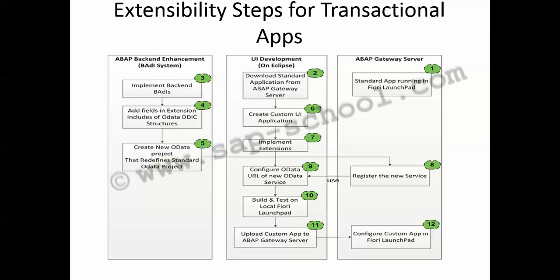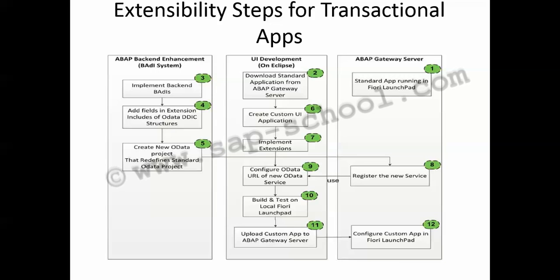Then in the ABAP backend enhancement, we have to implement the backend bodies. We have to add the fields in the extension, which includes the OData DDIC structures. Then we have to create the new OData project that redefines the standard OData project. After that, in the UI development area, we have to create the custom UI application and implement the extensions. Then we have to register the new service which is created and configure the OData URL for the new OData service.